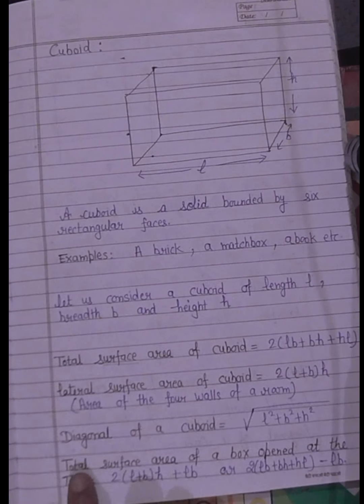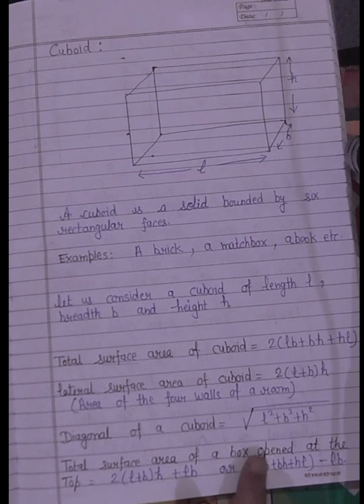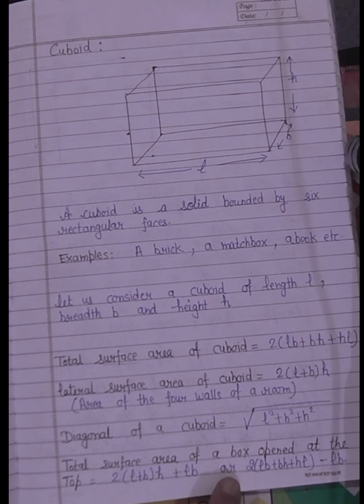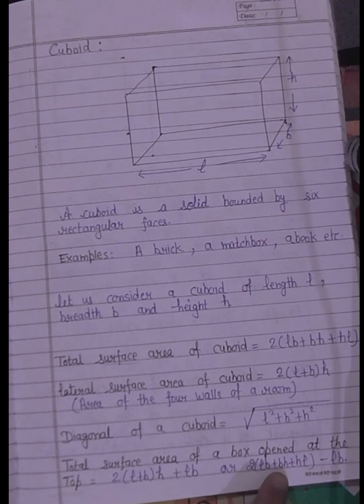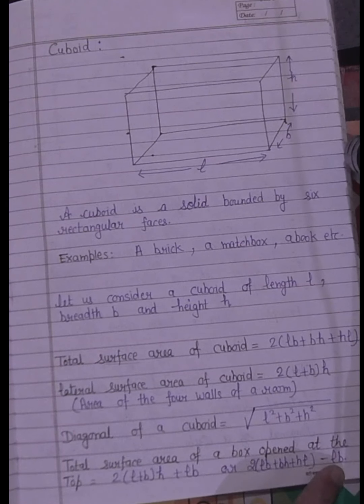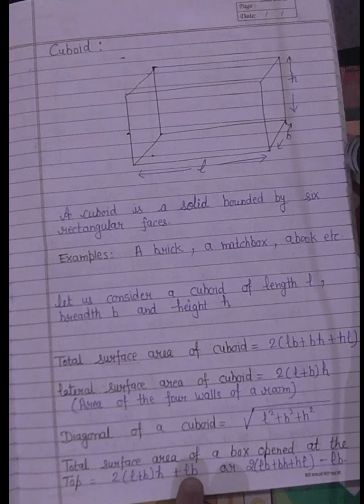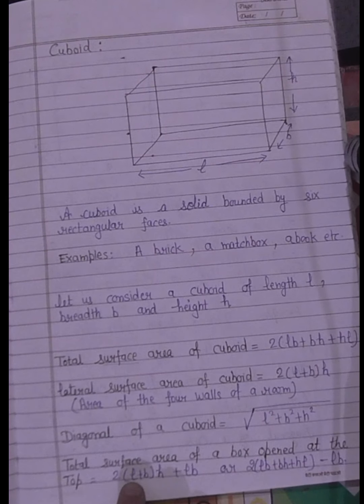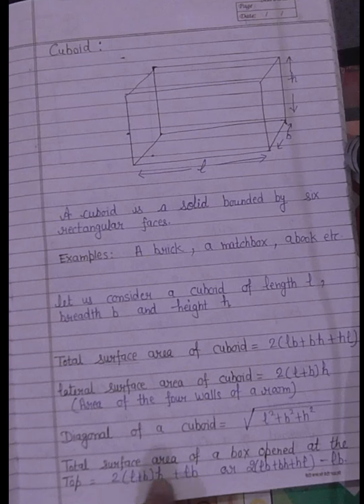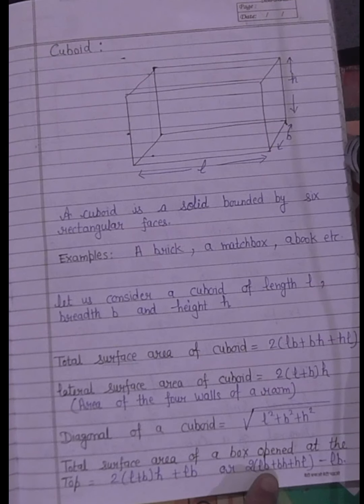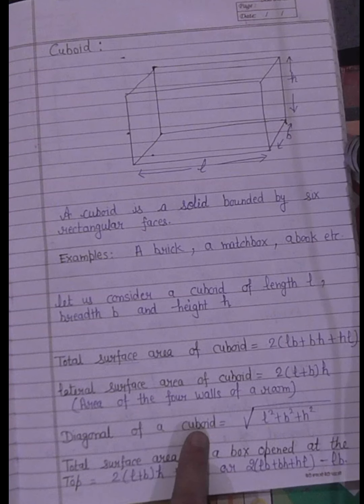It means the total surface area of a box open at the top will be 2 into (L plus B) into H plus LB, or 2 into (LB plus BH plus HL) minus LB. What I have done here is I have added the base area to the CSA, or I have subtracted the top area from the total surface area.